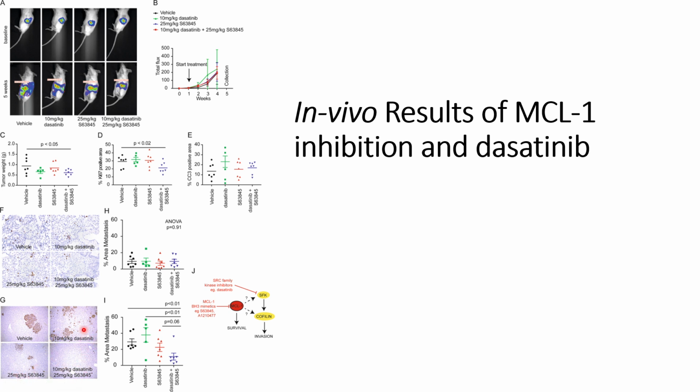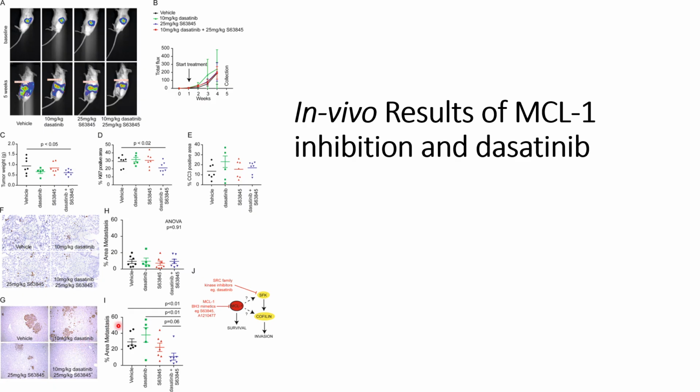And these things are quantified in panel I, where we can see that the decrease in the metastasis area is maximum when Dasatinib and MCL-1 inhibition are used in combination. And these things are complemented by this immunostaining image also.